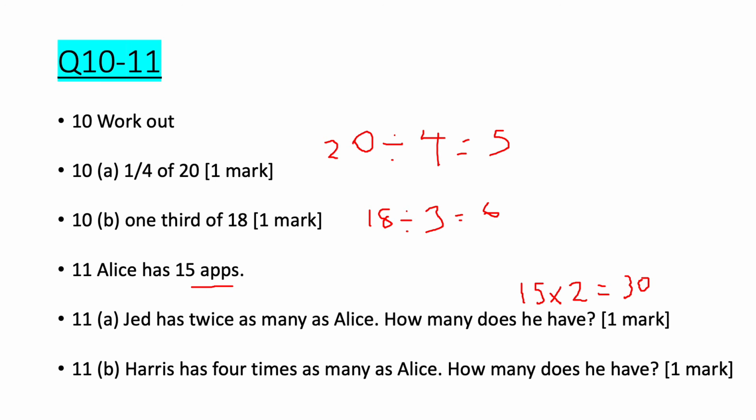Part B. Harris has 4 times as many as Alice. How much does he have? Well, 15 times 4, okay, is the same as doubling it and then doubling it again. So double of 15 is 30, double 30 again, I get 60. So Harris has 60 apples.